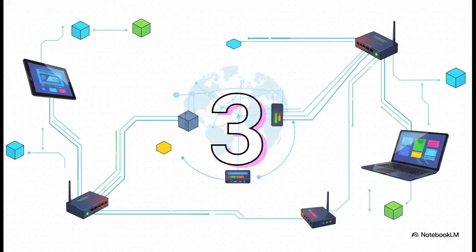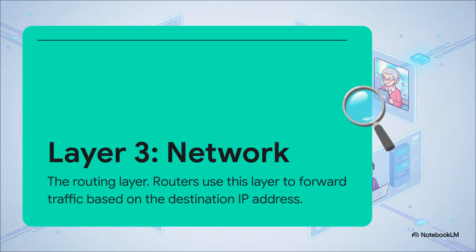Okay, but what happens when you need to talk to something that's not on your home network? Like, say, a web server on the other side of the country. Well, for a big trip like that, we've got to go up another level to layer 3. The network layer is all about routing. This is where routers live. They're basically the traffic cops of the internet.